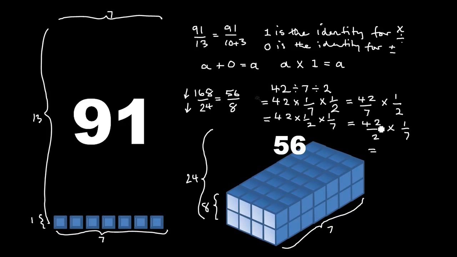42 divided by 2, we're just halving it in other words, gives us 21. And 21 times 1/7th is the same as saying 21 divided by 7. So we've gone into multiplication so that we can move things around. We did a bit of commuting here, and taken it back into division at the end, and ended up with something much simpler than we had before. So 21 divided by 7 gives us the result of 3.